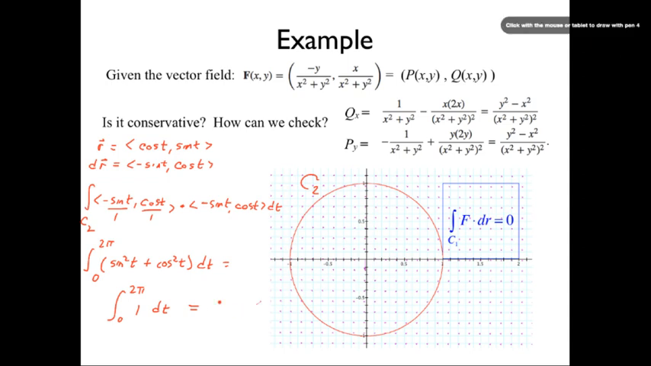2 pi. What's happening? What's going on? It's supposed to be 0, right? It was conservative. These are equal. We got a closed loop. Guess not. 2 pi. Oh, so it's even worse if you go around a second time. Is that what you're saying?